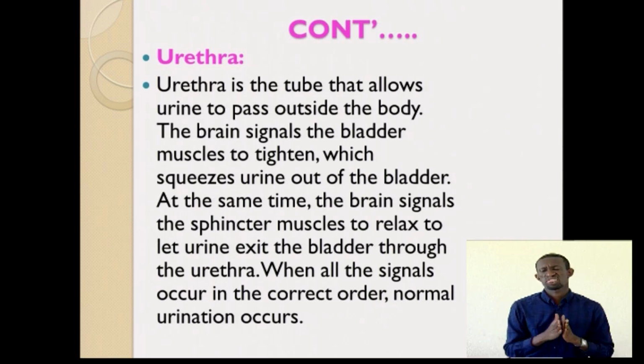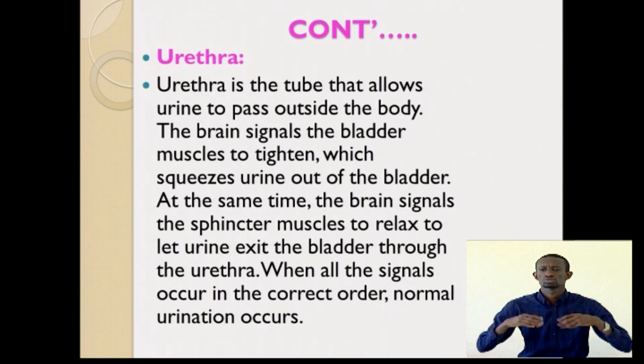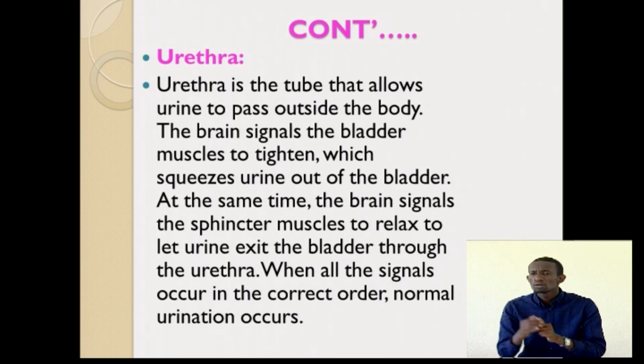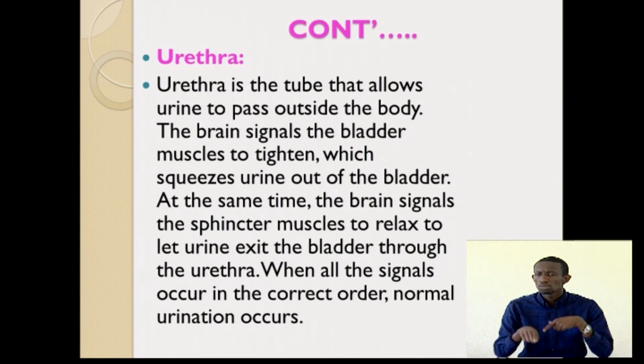When all these signals occur in the correct order, normal urination occurs. When they are signaled properly, normal urination occurs. That's when we feel we want to urinate. You want to remove this urine from the body, and that must be signaled by the brain.